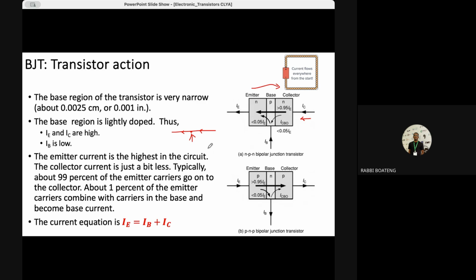Is that okay? So at the end of the day, it means the emitter current that we have here is going to be equal to that of the base and that of the collector. And that is how we manage to get this formula. Is that okay? IE equals IB plus IC. Please, do we understand?